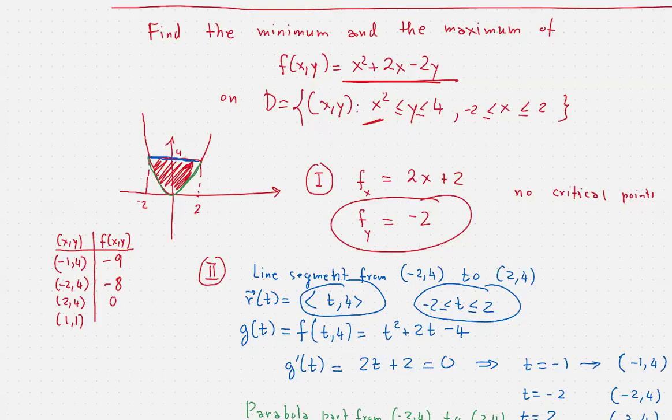So what is the largest? The largest is at 1, 1, so that's the maximum right here. And we see the input and the output. And the minimum is at negative 1, 4, which is equal to negative 9.